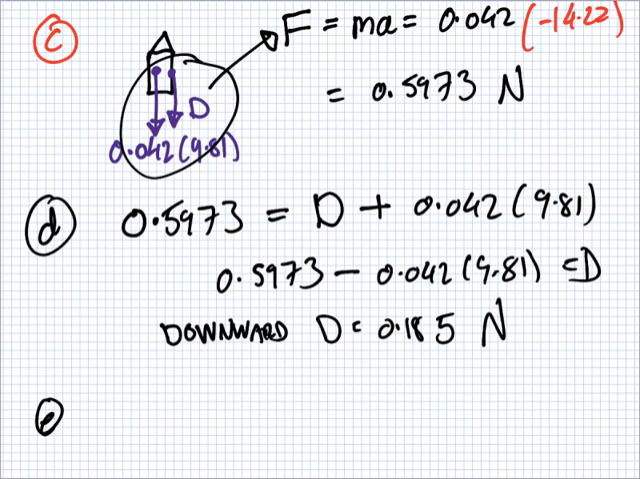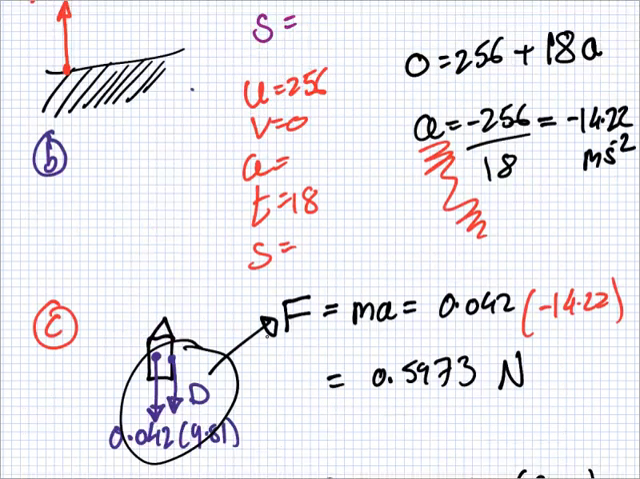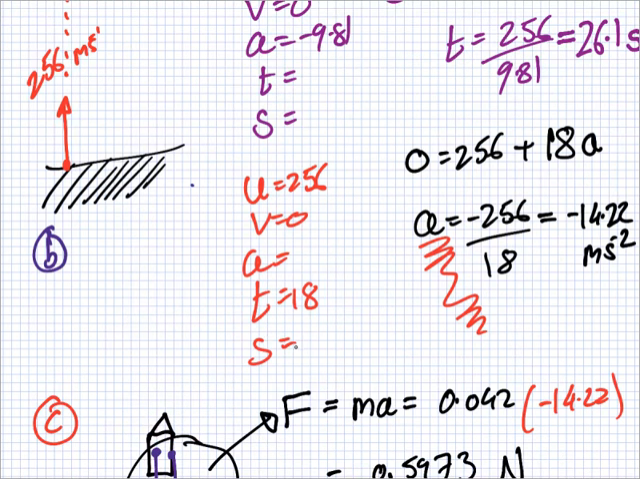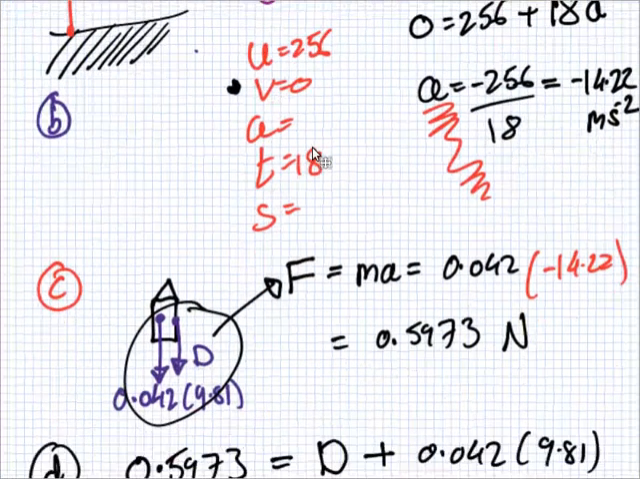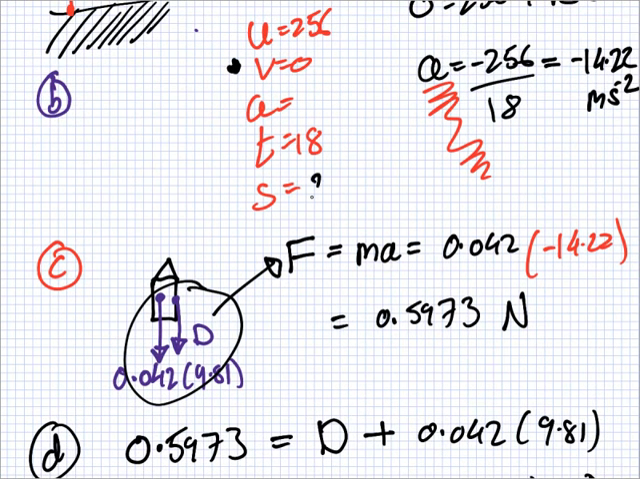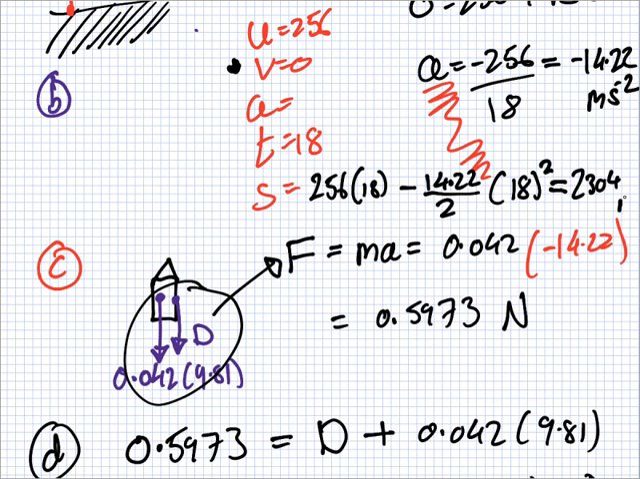Now, before continuing, I know from last year the next part of the question will be a little bit easier to do if I go back to part B and work out this S, which I haven't worked out yet, which is the distance to the maximum height, when the V is 0. So let's work out the S. The S is UT plus a half AT squared. 256 times 18. So I get 2304 meters as the S there. I'll need that for the next part.